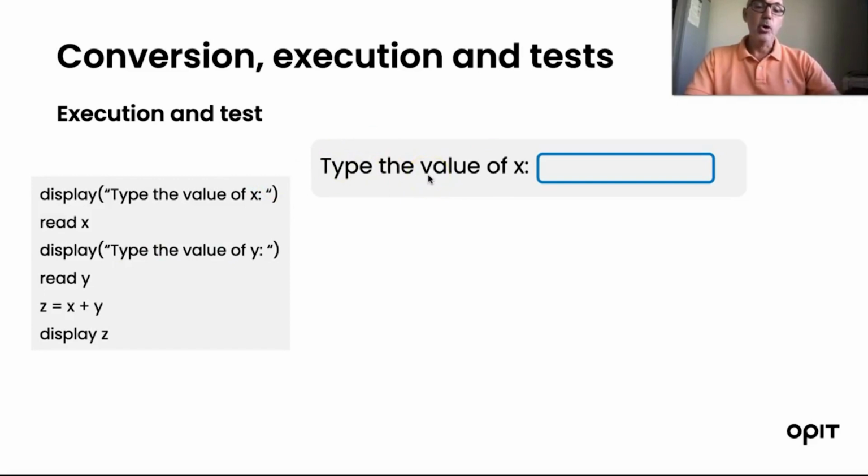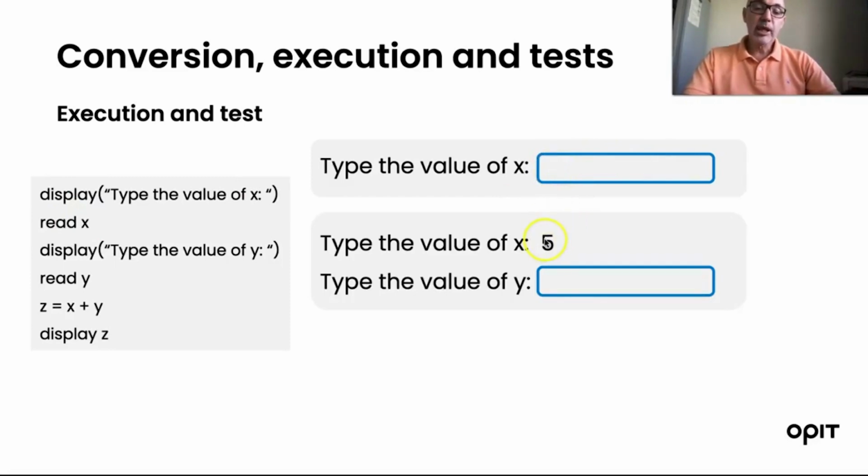This is what appears on the monitor of your computer. The message "type the value of x" is written, and then the computer waits for the variable x to be read from the keyboard. So you see here that the computer is waiting for you to type something on the keyboard. Now suppose we type 5. Then again the computer displays this message, "type the value of y", and again expects the user to type the value of y. That's why it gives you this input text to type something.